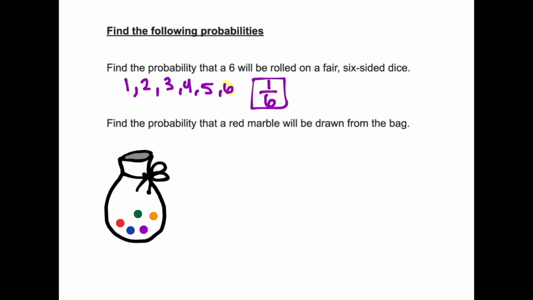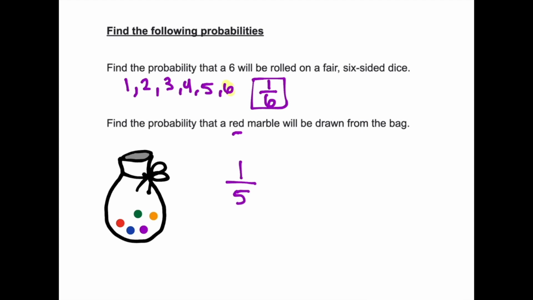Go ahead and pause the video and try this last one on your own. The last one says to find the probability that a red marble will be drawn from the bag. Well, how many red marbles are there? There's 1. And how many marbles are in the bag?